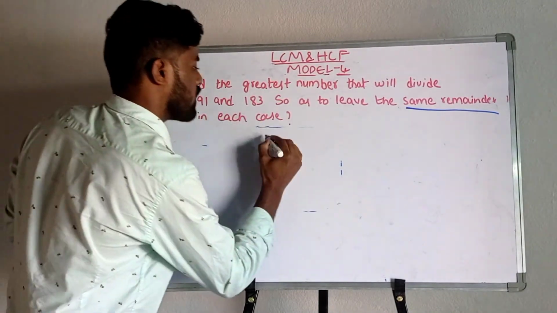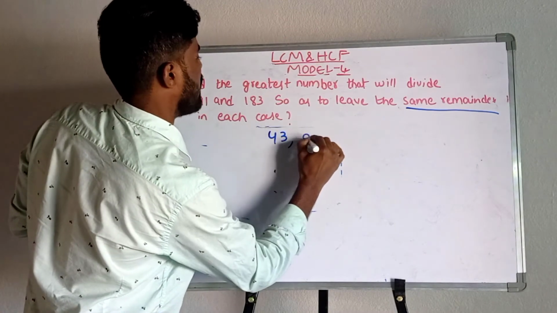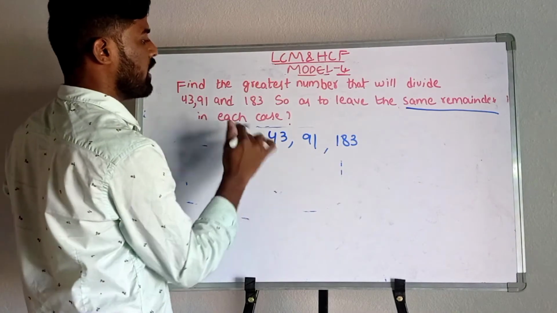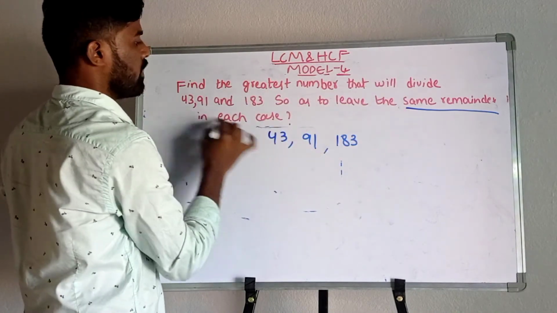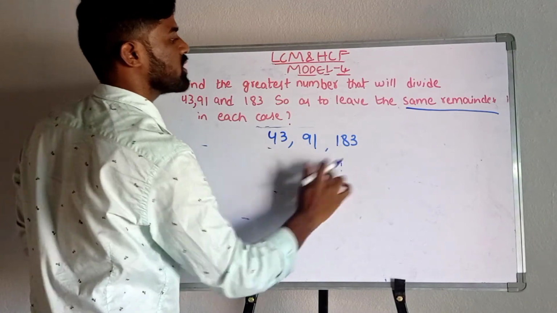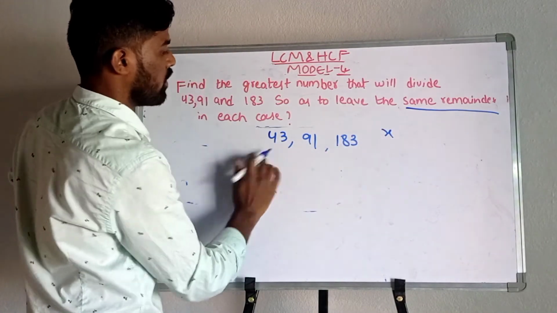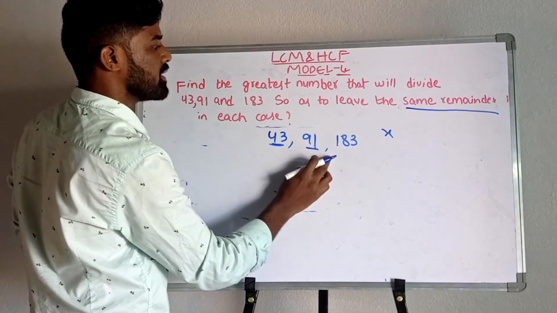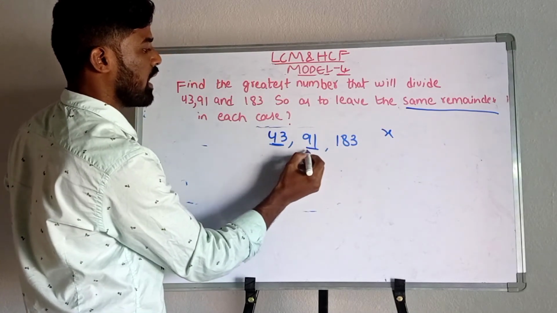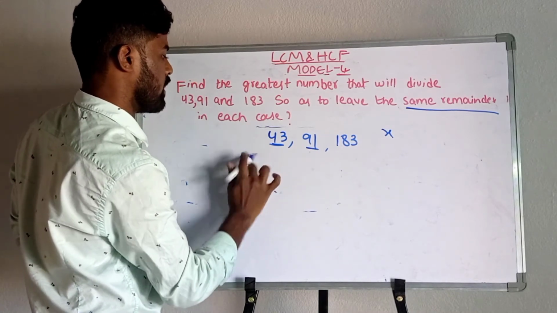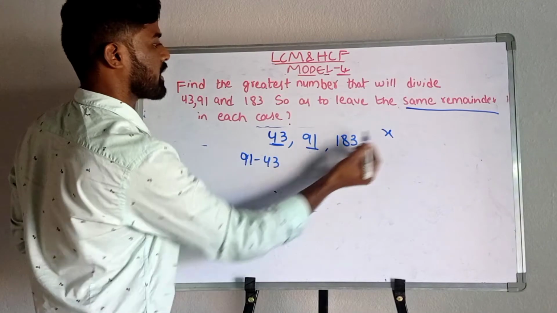Here 43, 91, 183. We have to find a number that will divide these three numbers so as to leave the same remainder in each case. Suppose that number is X. When these two numbers are divided by X, the remainder is the same. That means we can say that 91 minus 43 is completely divisible by X.